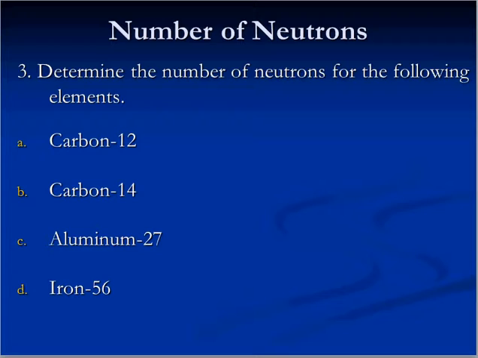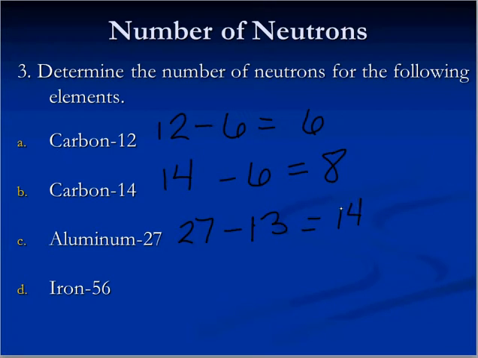Letter A, I've got carbon-12. 12 is the mass number. So I'm going to take 12 minus the atomic number, which is 6, to give me 6 neutrons. Carbon-14. I have a mass number 14. My atomic number is still 6. So 14 minus 6 gives me 8. Aluminum-27. Take the mass number 27 minus the atomic number, which is 13, and I get 14 neutrons.